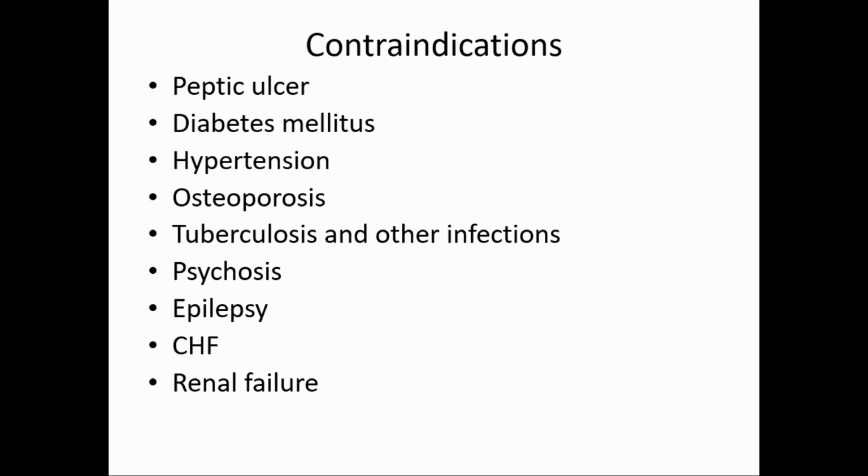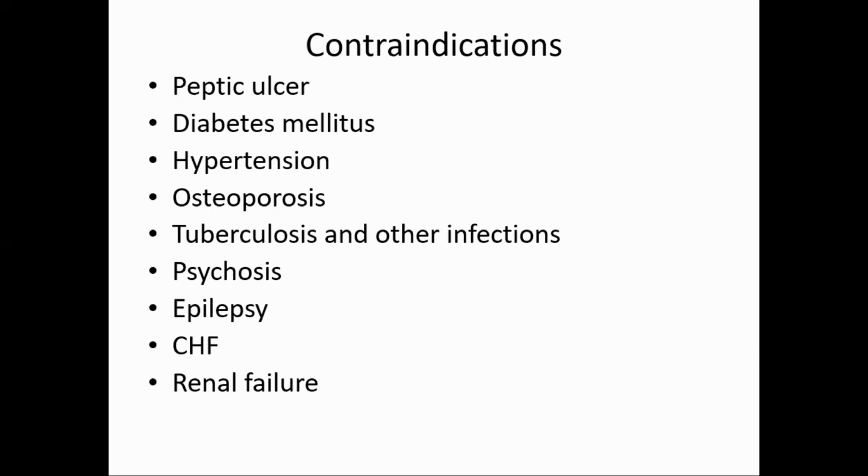So contraindications, as said earlier, are similar to the adverse effects. Peptic ulcer: these drugs should not be used because they decrease prostaglandin synthesis and there is aggravation of the peptic ulcer. Similarly, in diabetes, glucocorticoids inhibit glucose uptake by peripheral cells, so there is a chance of increased glucose level in the plasma. So diabetes can be aggravated, and hence they should be contraindicated in diabetic patients.